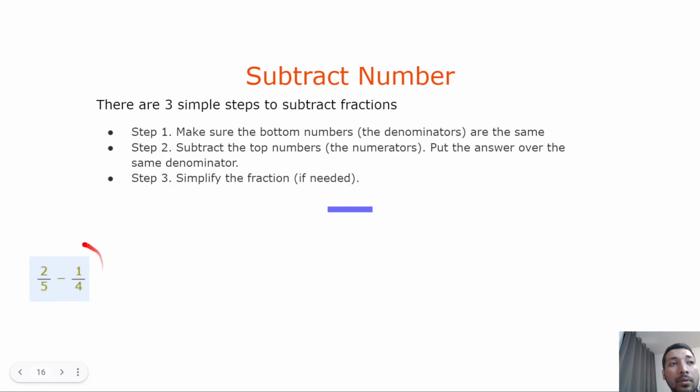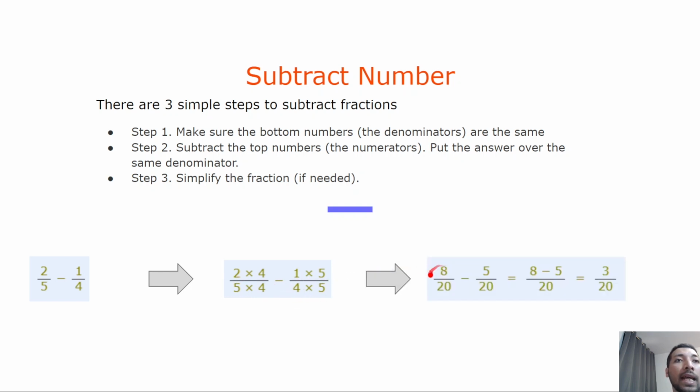Let's see this example. We have 2 over 5 minus 1 over 4. So we multiply each fraction with the other denominator. So we get 2 times 4 over 5 times 4 minus 1 times 5 over 4 times 5. So 2 times 4 gives us 8. 5 times 4 gives us 20. Minus 1 times 5 is 5. 4 times 5 is 20.